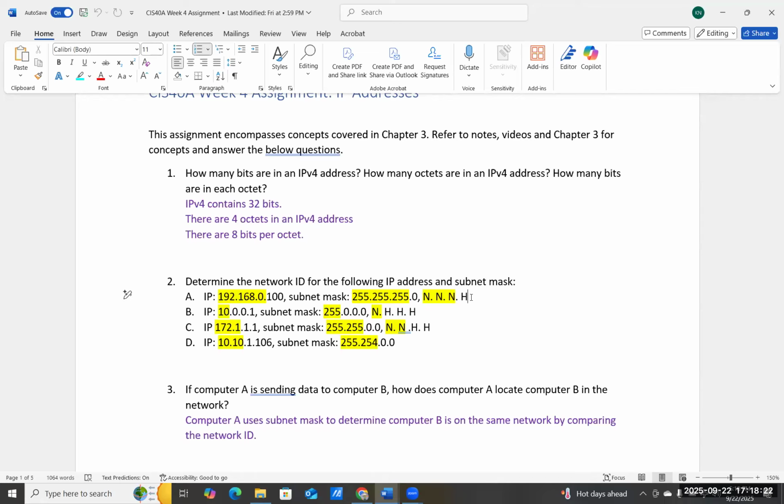Yeah, so network, host, host, host. So network ID, host ID, host ID, host ID. Okay, so that means that this first octet is the network ID, and then the subsequent ones are the host ID.